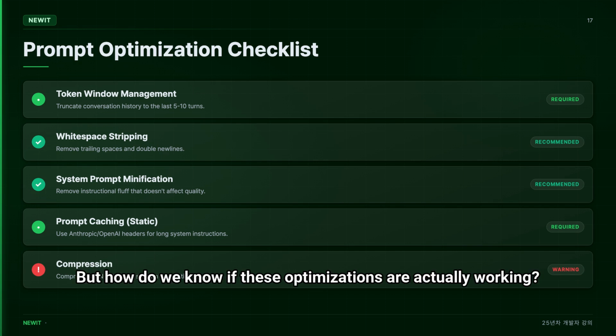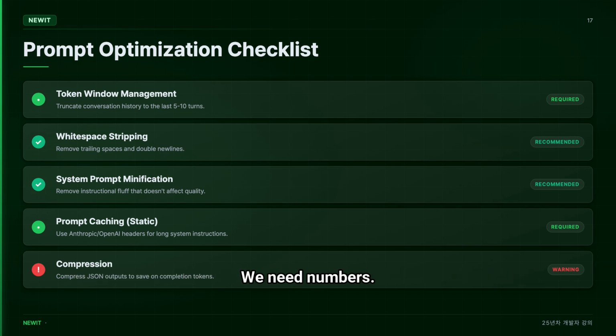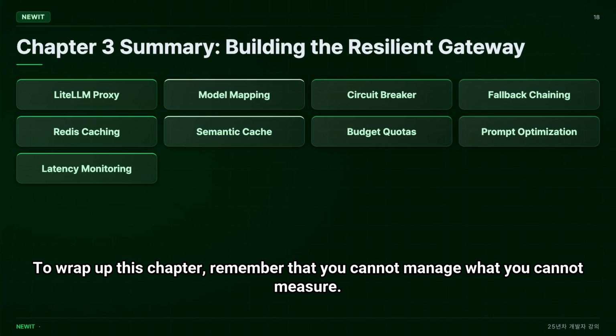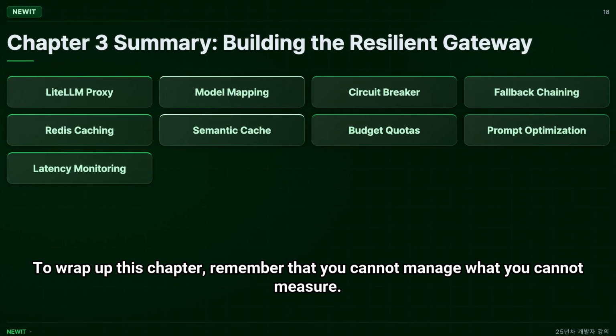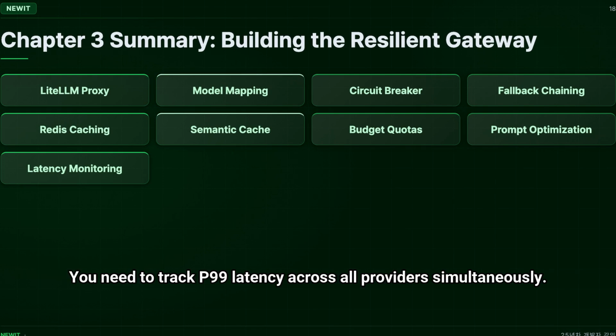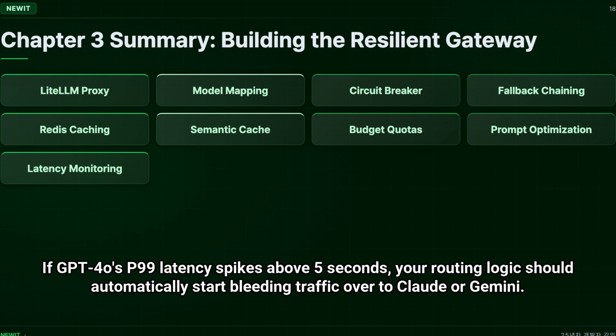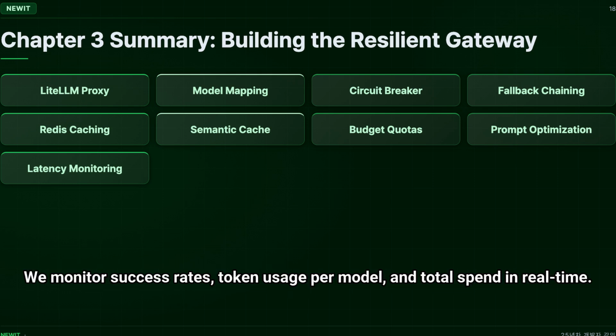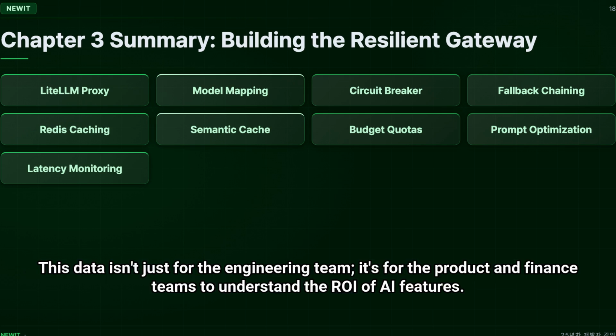But how do we know if these optimizations are actually working? We need numbers. To wrap up this chapter, remember that you cannot manage what you cannot measure. A production gateway isn't complete without a real-time observability dashboard. You need to track P99 latency across all providers simultaneously. If GPT-4o's P99 latency spikes above 5 seconds, your routing logic should automatically start bleeding traffic over to Claude or Gemini. We monitor success rates, token usage per model, and total spend in real time.